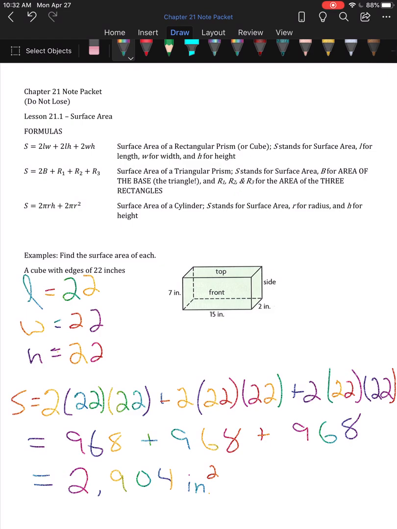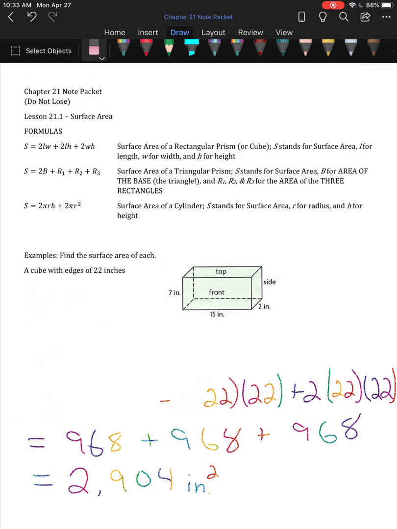Now, one thing I want to point out here, this fact that we got 2 times 22 times 22 every single time only was true because this is a cube. Okay, cubes are special. Please keep that in mind. Cubes are special. So give me a moment so I can get rid of all of that so I can actually do the other example that's on the screen right now.